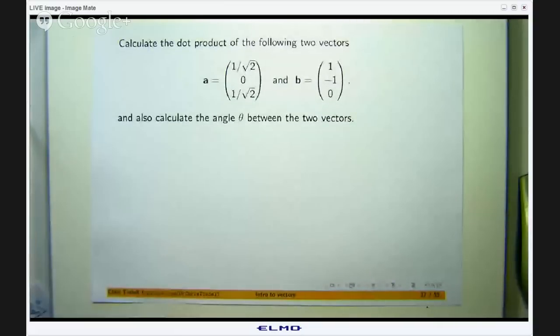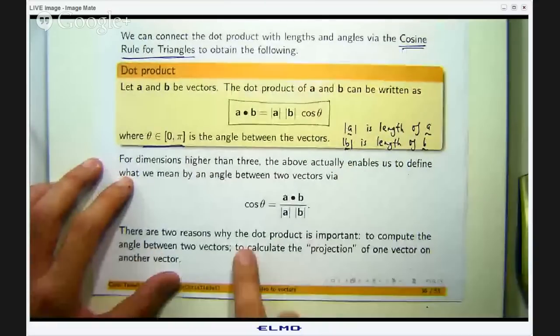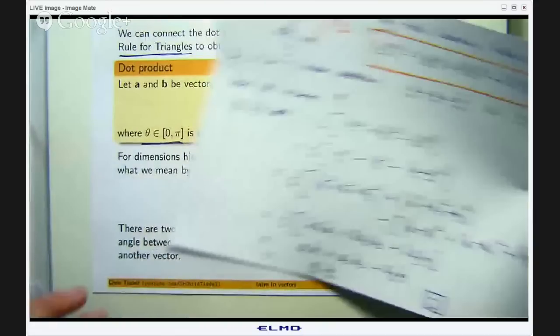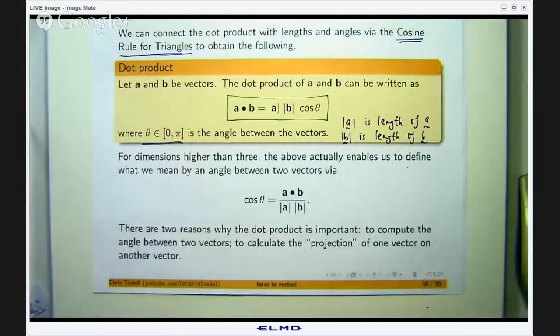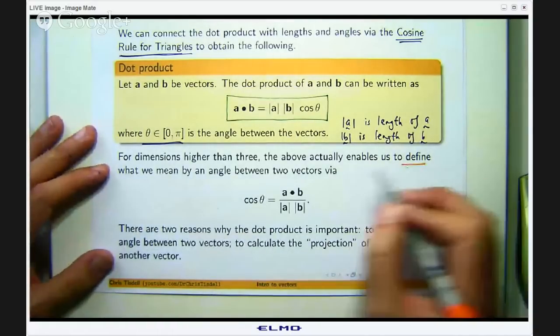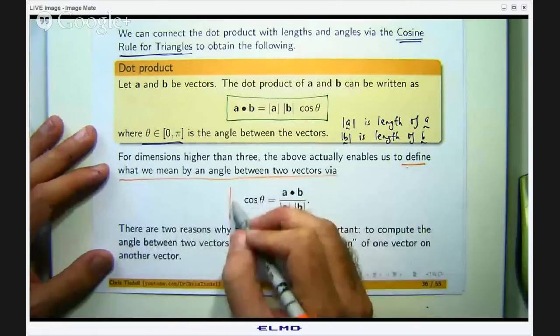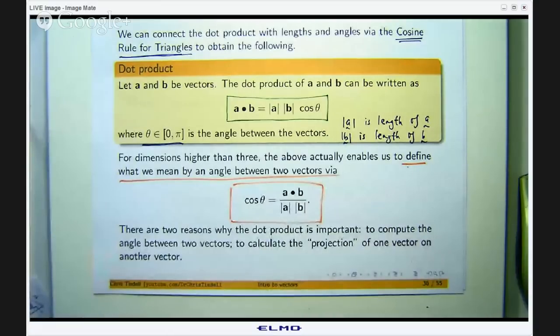So I'm going to do an example in a minute, but let me just go back here for a second. I haven't talked about this yet. This proof works in 2 and 3 dimensions, but for dimensions higher than 3, we can actually use this to define what we mean by an angle between 2 vectors. So this then actually gives us a way of defining an angle between 2 vectors in higher dimensions.